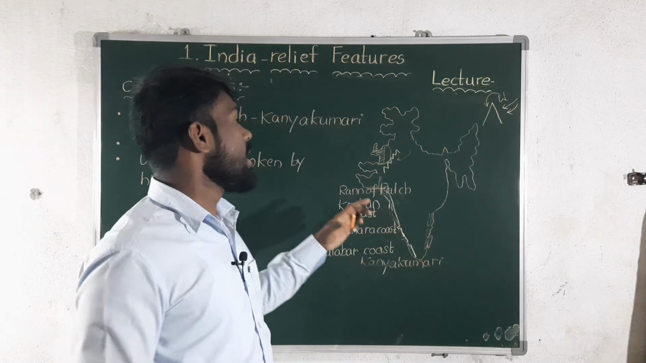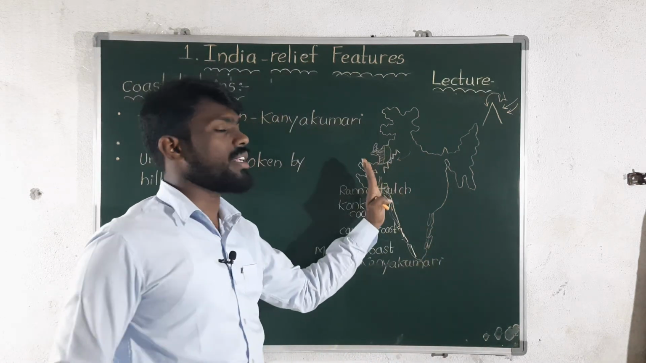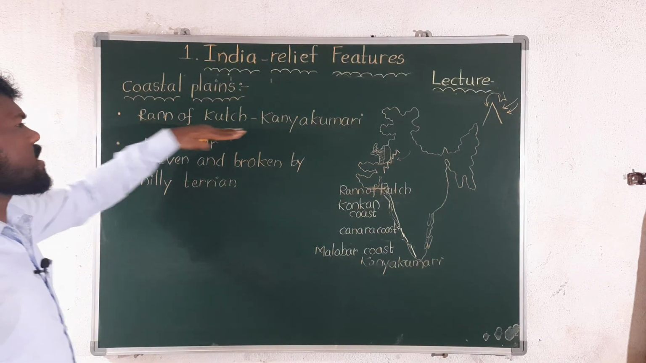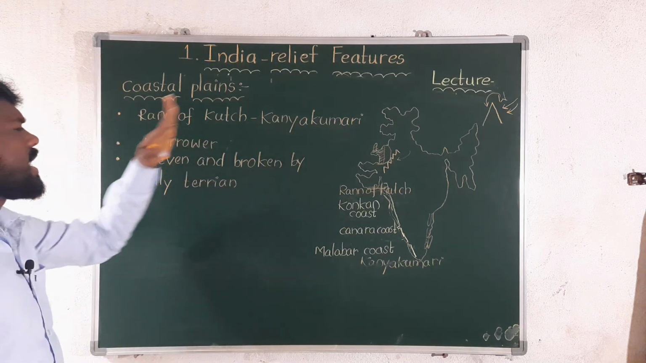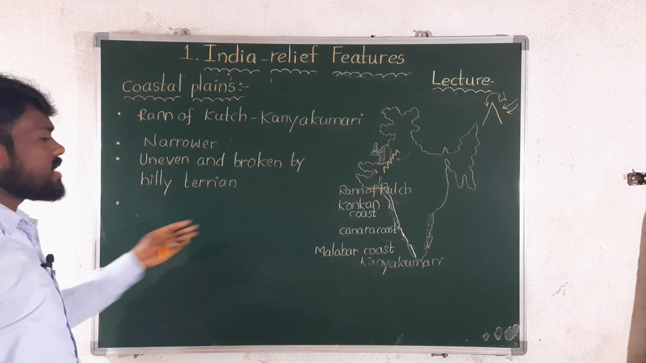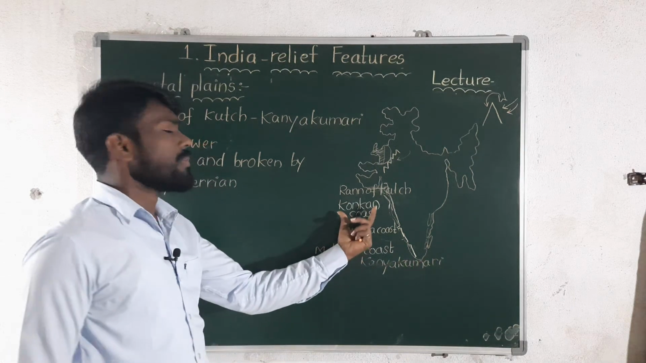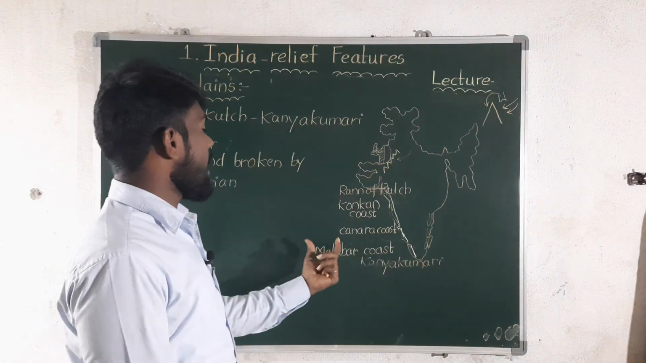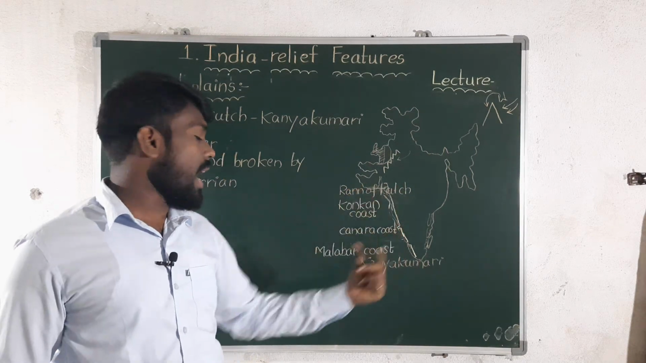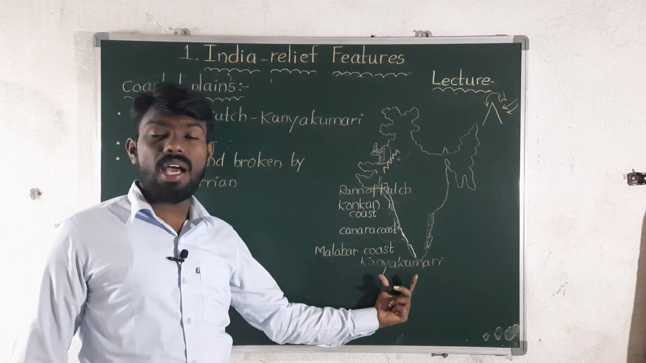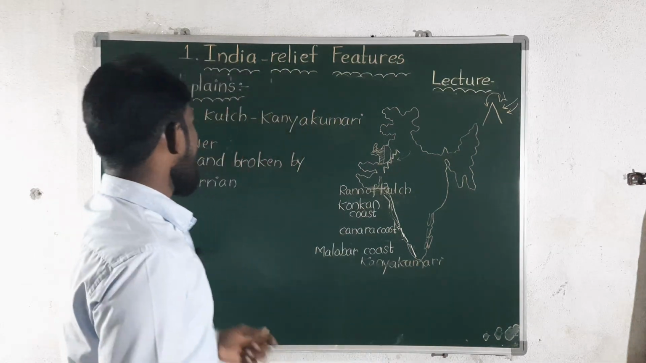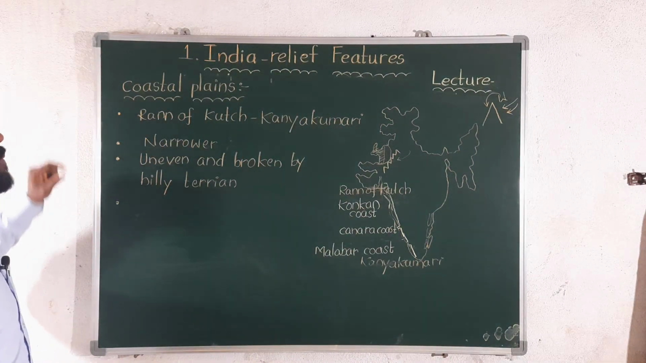This is about the coastal plains, especially the western coastal plains. It's very simple. Starting from Run of Kutch to Kanyakumari in the south, narrower than the eastern coastal plains, uneven and broken by hilly terrain. And these were divided into three coastal plains having names: Konkan Coast from Maharashtra to Goa, Canara Coast in Karnataka, and Malabar Coast in Kerala.